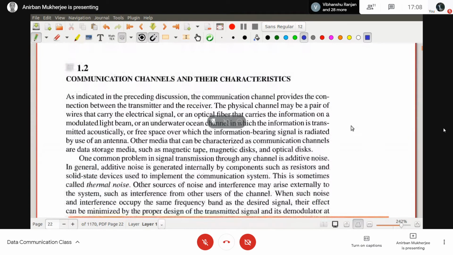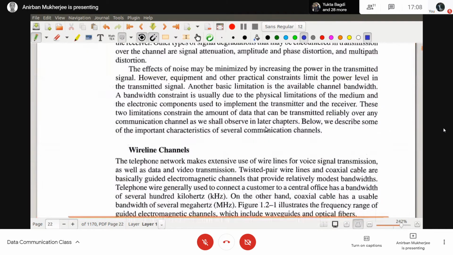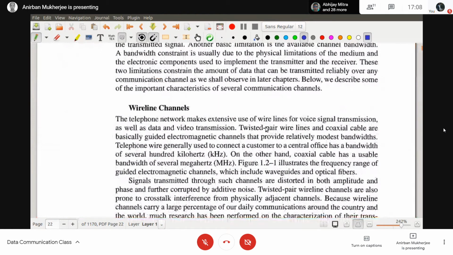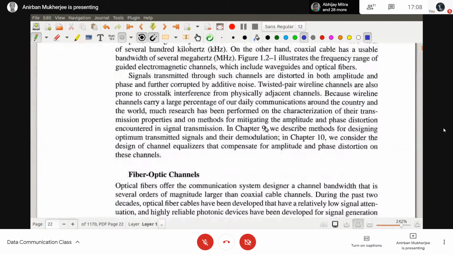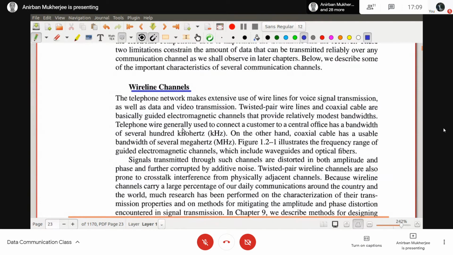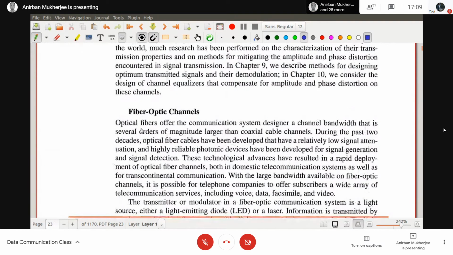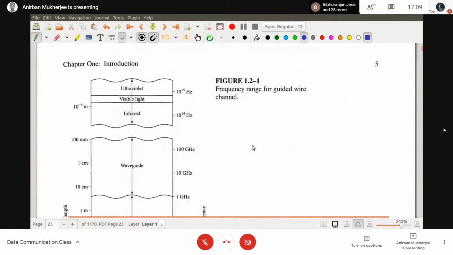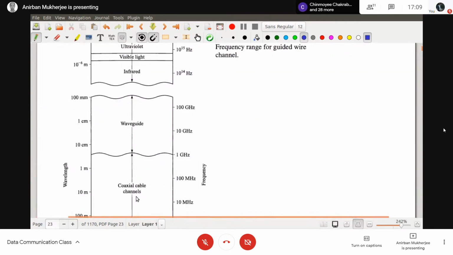So it is the first chapter, communication channels and their characteristics. There are certain wireline channels, and the wireline channel is mainly the guided electromagnetic channel. Another is the fiber-optic channel, where the data rate is much higher than the wireline channel. Okay. This is some sort of the picture.